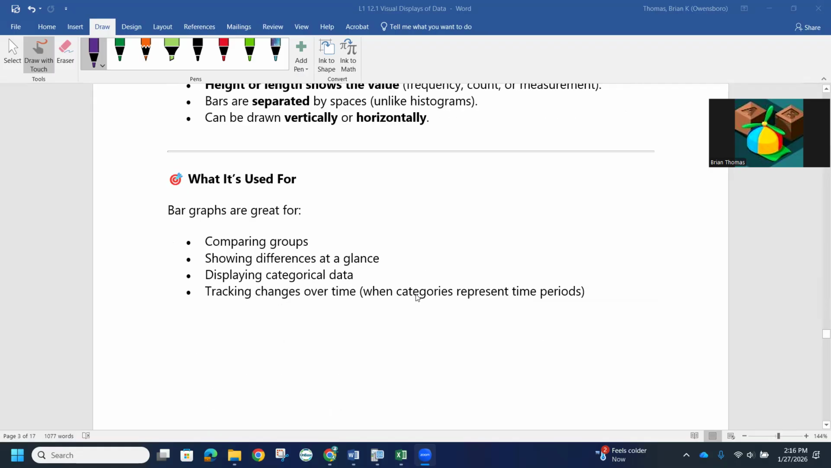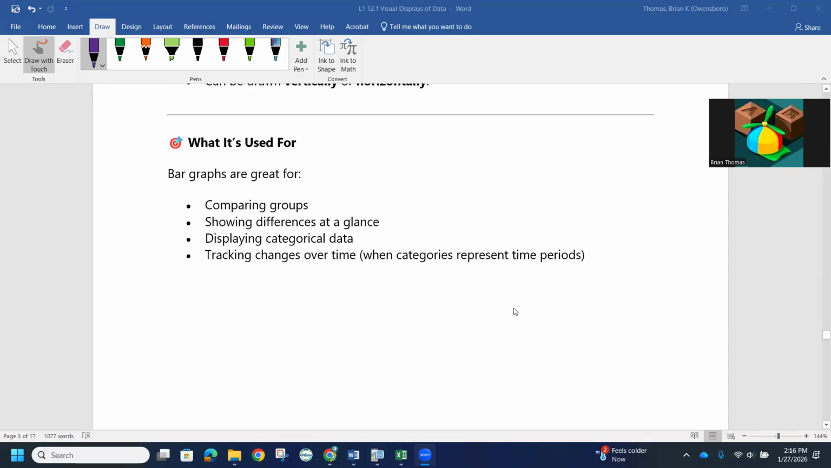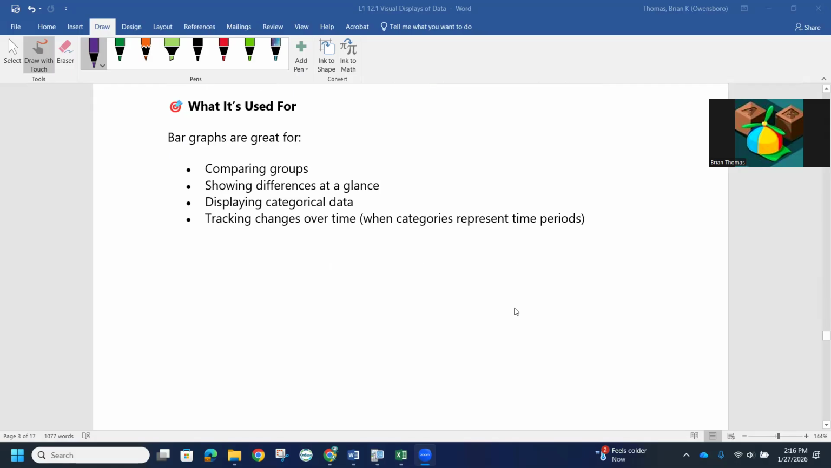So again, why do we use a bar graph? It's great for comparing a bunch of groups, showing differences at a glance, displaying categorical data, and tracking changes over time when categories represent time periods. So we have those different ways a bar graph is used.